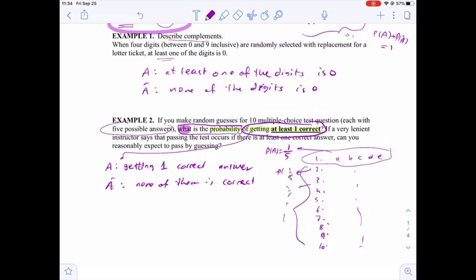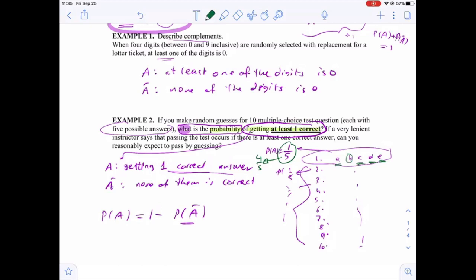We can find the probability by applying the complement. The probability of A, of getting one correct answer, is 1 minus the probability of getting none of them correct. Now, how to find the probability that none of them is correct? We can find the probability of the complement. If the probability of getting the first question correct is 1/5, what is the complement of this? 4/5, because if the correct answer is B, then the rest of them are not correct. We have 4 other answers out of 5 answers.